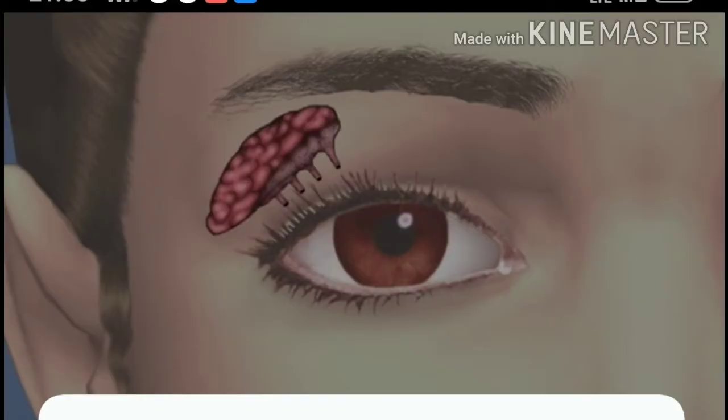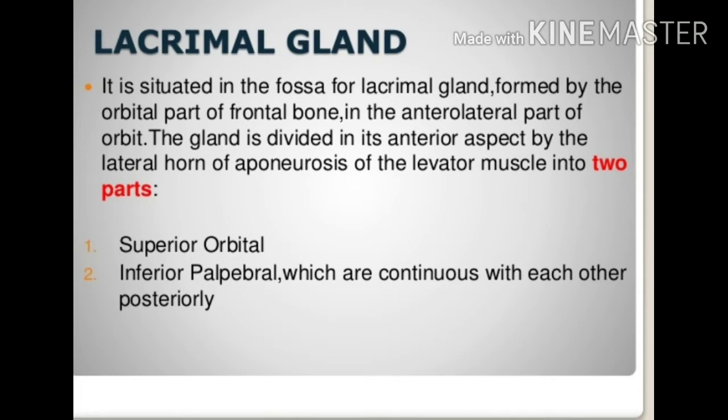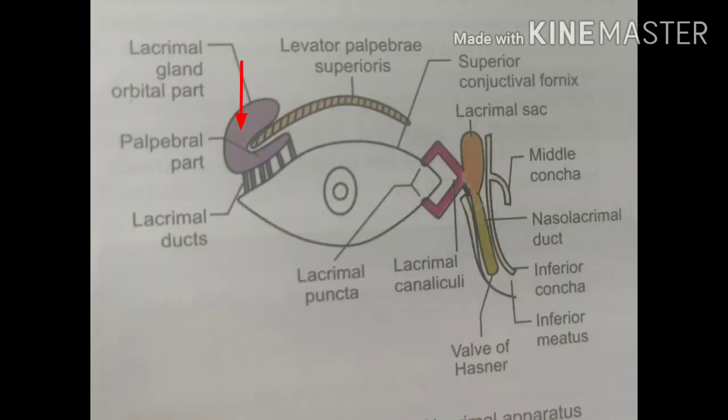Next, let us discuss about the secretory part of the lacrimal apparatus. The lacrimal gland. The lacrimal gland is a serous acini gland. So hence the tears are watery in consistency. It has two parts, larger orbital part and smaller palpebral part. The gland is J-shaped and it is indented by the tendon of levator palpebrae superioris muscle.